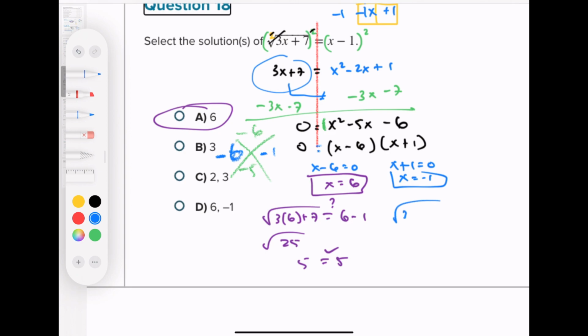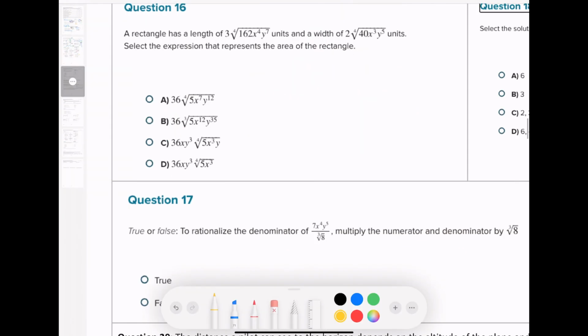Negative 1. That will give me negative 3 plus 7, which is 4. And the square root of 4 is 2. 2 is not equal to negative 2, so that's extraneous. So the only one that works is A.